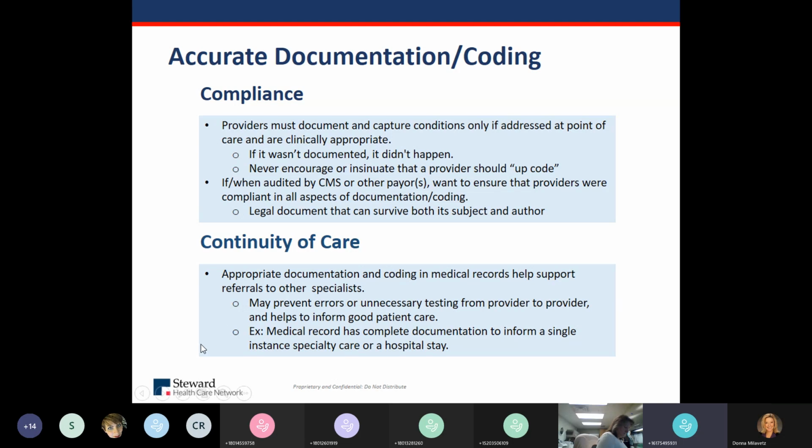So, continuity of care. I went over a little bit of this, but appropriate documentation and medical records help support referrals to other specialists. It may prevent errors or unnecessary testing if a specialist knows exactly the condition this patient has already been diagnosed with, and to the high specificity of what is known. And the medical record has complete documentation if the patient ends up in the hospital, so any of the hospitalists or specialists there are aware of the conditions this patient has. Next slide, please.